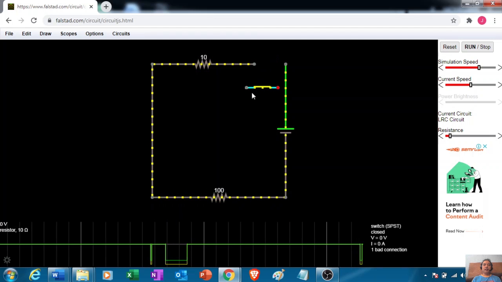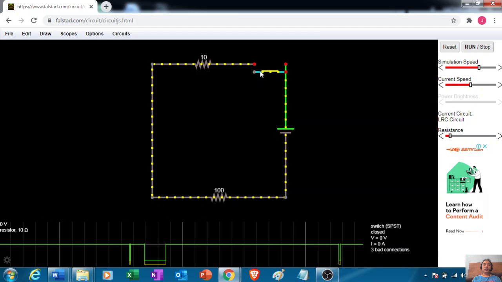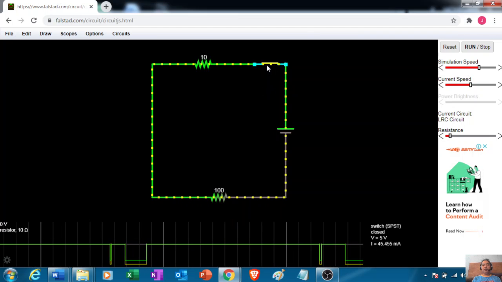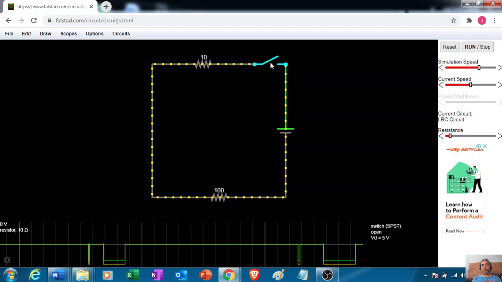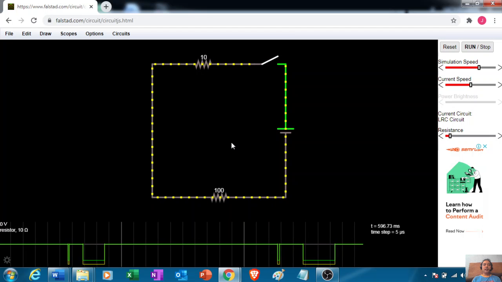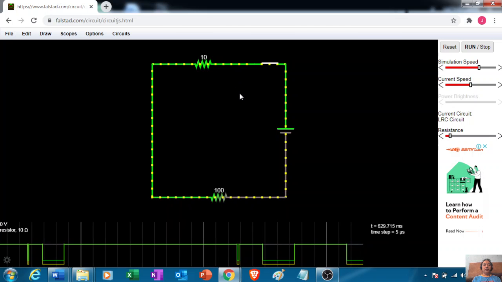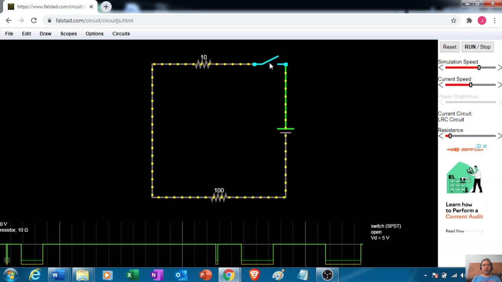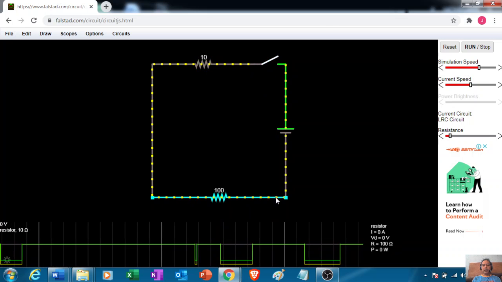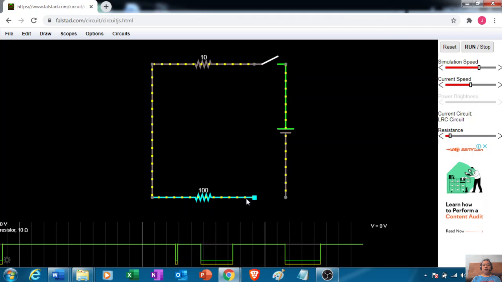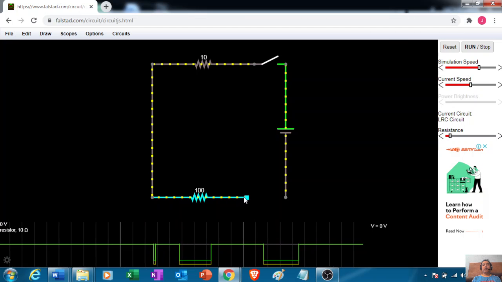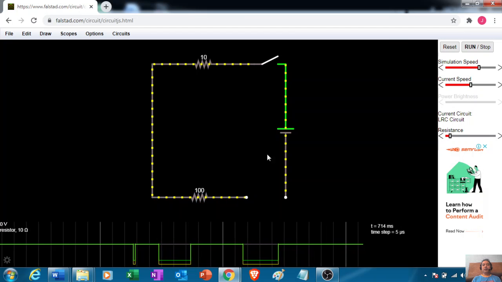So this is inserting the switch in series connection. Okay, so we're going to turn off the switch so there will be no current flowing. We're going to turn on the switch so there will be current. Okay, so there are also switches that are double, no, or double pole.